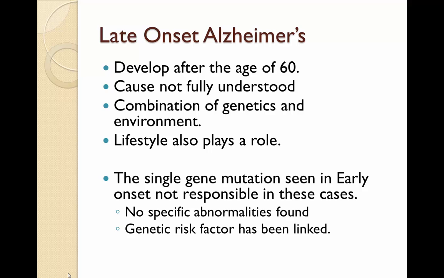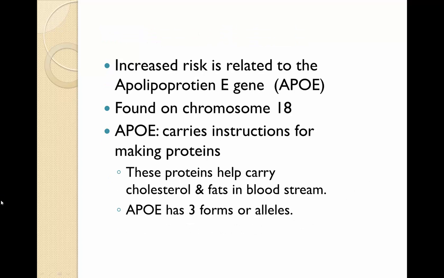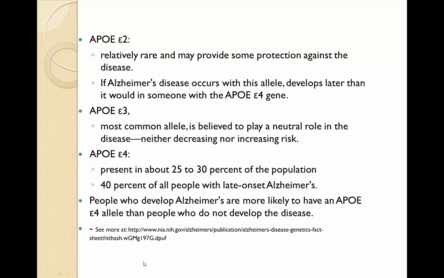They haven't really found any specific genetic abnormalities, but they do believe that there are genetic risk factors that can be linked to the development. We believe that there's an increased risk related to the apolipoprotein E gene, which is found on chromosome 18, and it carries instructions for making proteins. And these proteins help carry cholesterol and fats in the bloodstream. And there are these 3 APO genes.